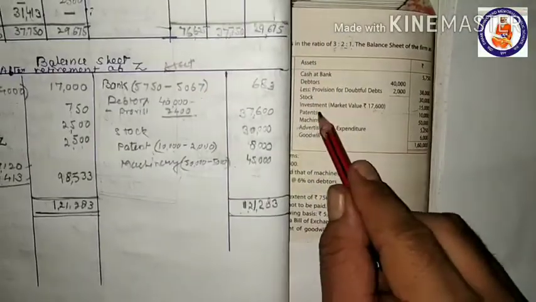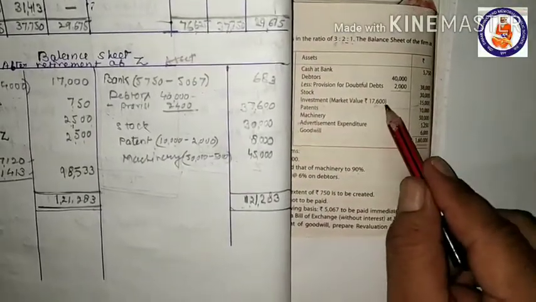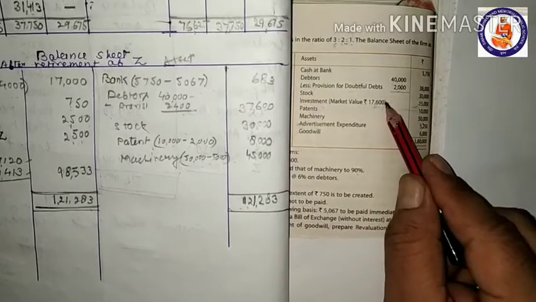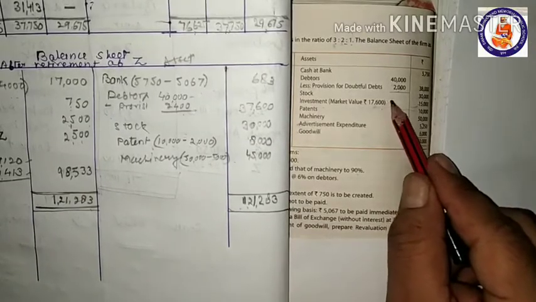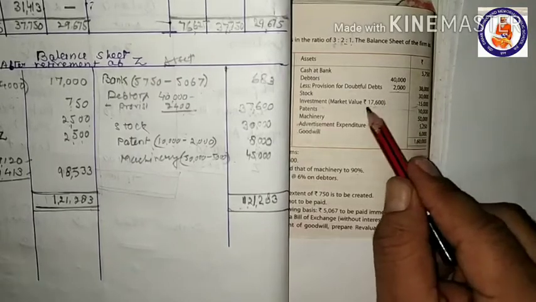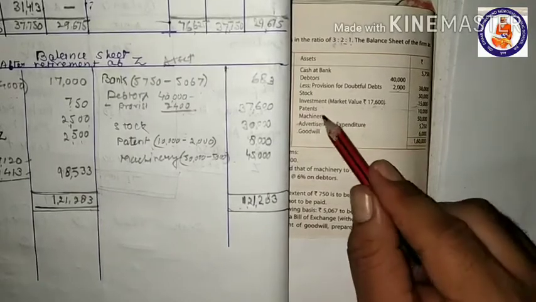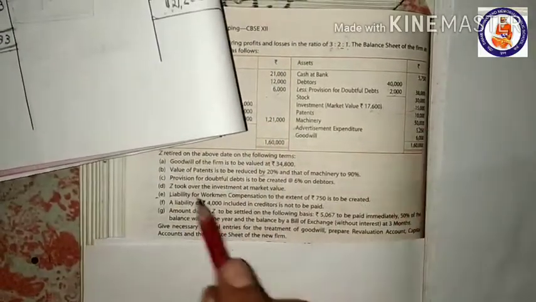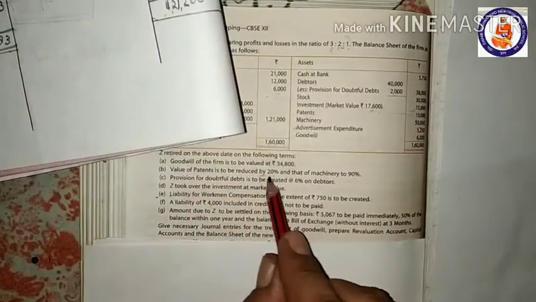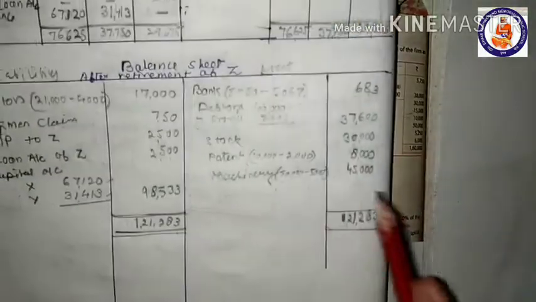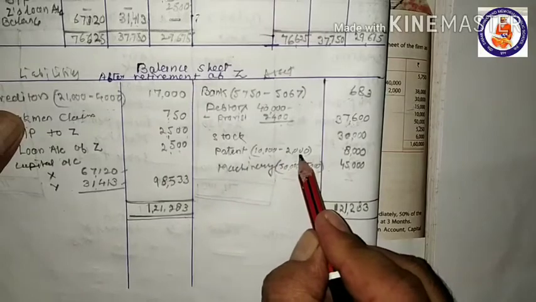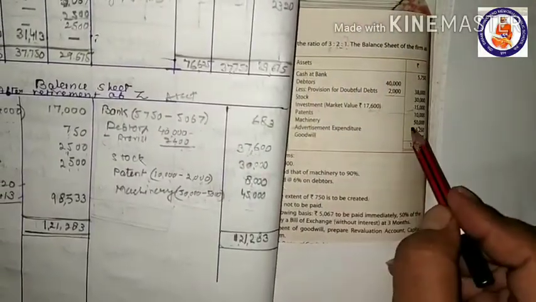Then comes investment, market value 17,600, but this investment has been taken by Z, so it is in his capital account and won't be shown here. Patent 10,000. The value of the patent is to be reduced by 20%, so 10,000 minus 20%, which is 2,000. 8,000 is the value of the patent. Then comes the machinery 50,000.